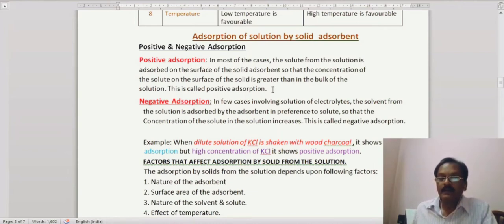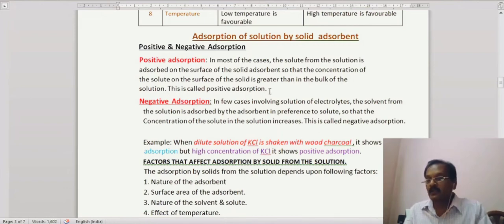Similarly, the second is negative adsorption. In a few cases involving a solution of an electrolyte, which means a solution prepared by dissolving an electrolyte, the solvent from the solution is adsorbed by the adsorbent in preference to the solute, so that the concentration of solute in the solution increases. This is called negative adsorption.